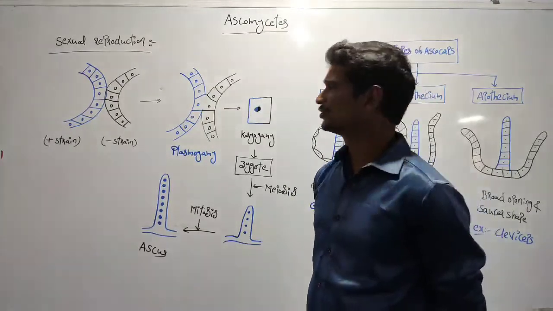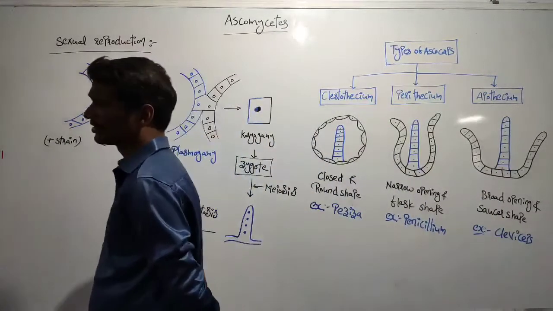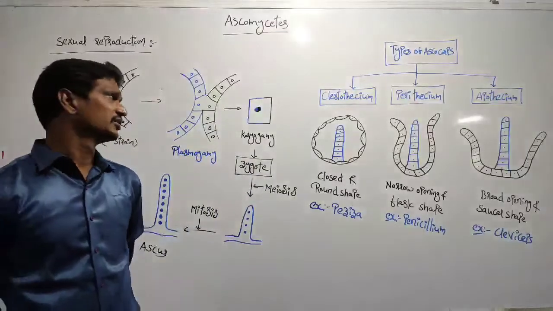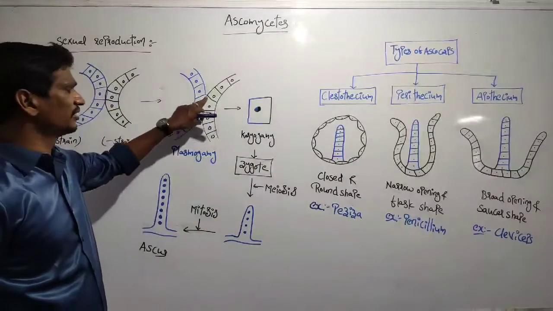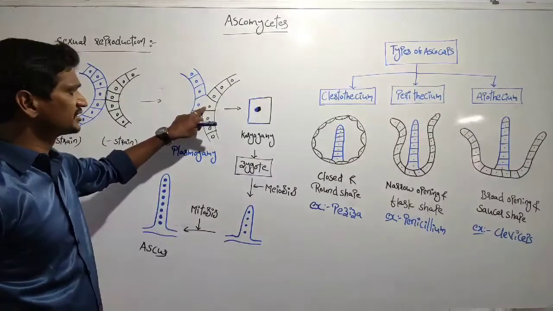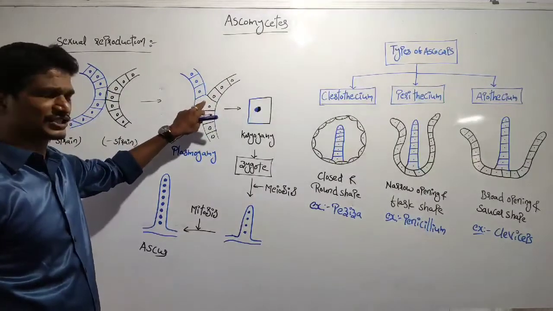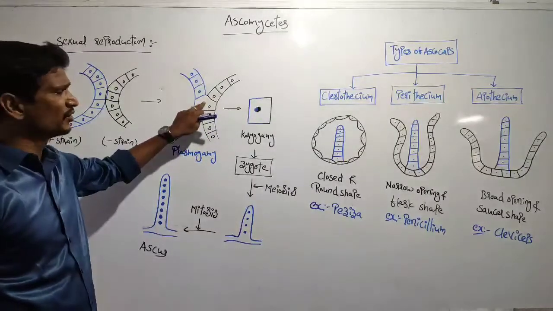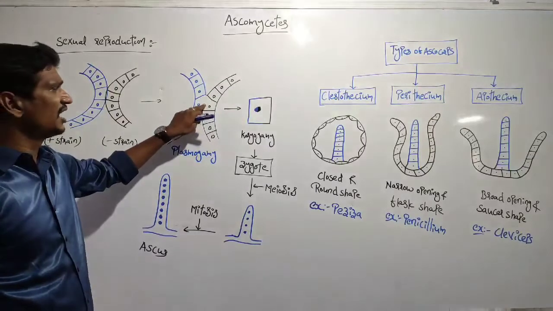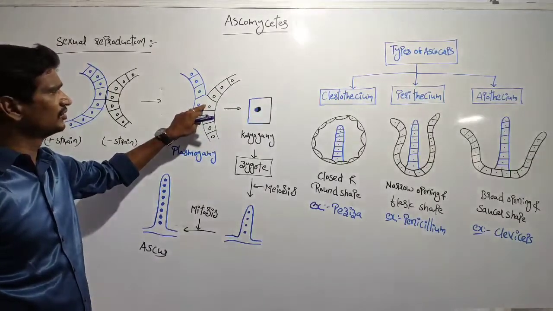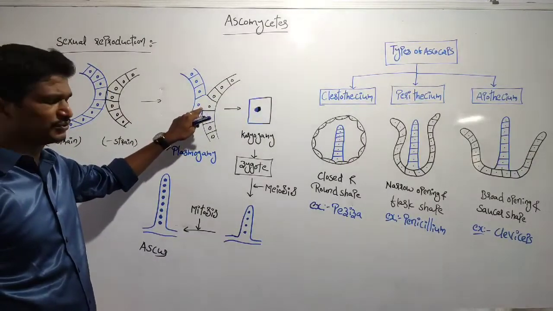After that arrangement, wherever the cell walls are joined, the cell wall is completely broken down by the secretion of the chitinase enzyme. Once that part is hydrolyzed or broken down, the two cytoplasms are fused.